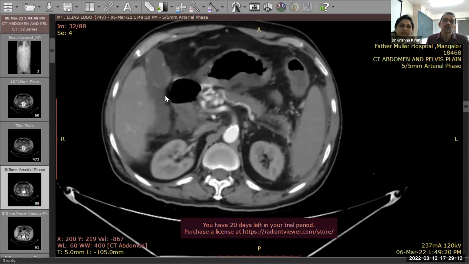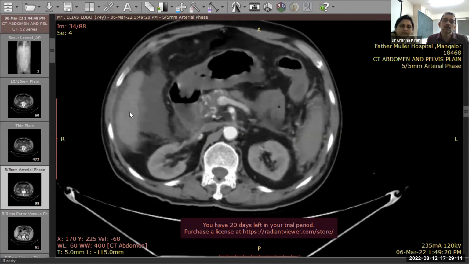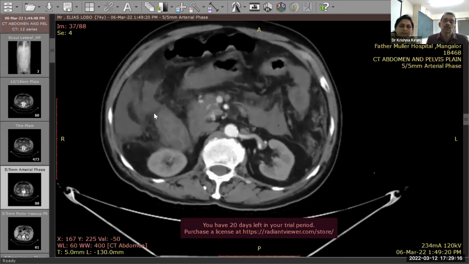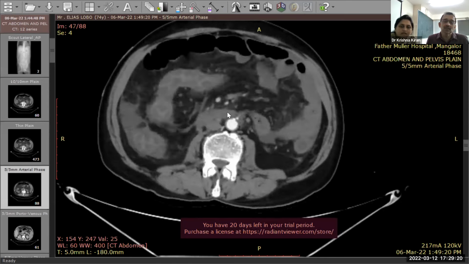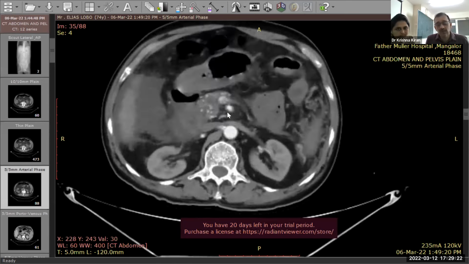Gallbladder is partially distended and is seen separately. There is mild ascites. We'll see the other findings later on. So we'll focus on the liver.